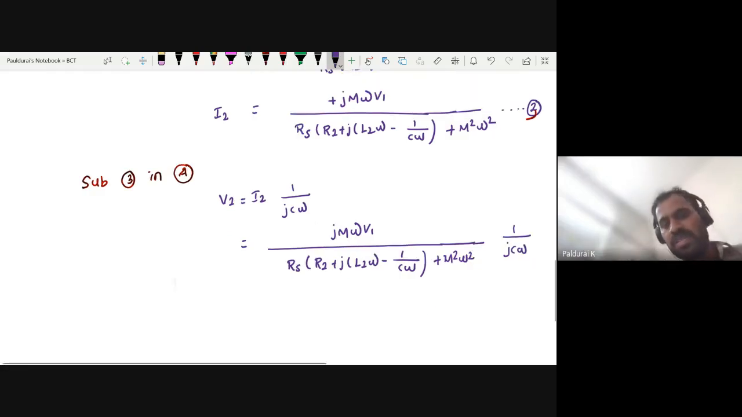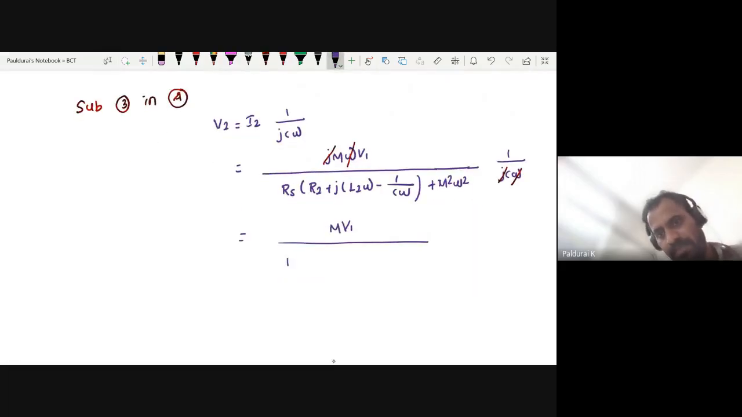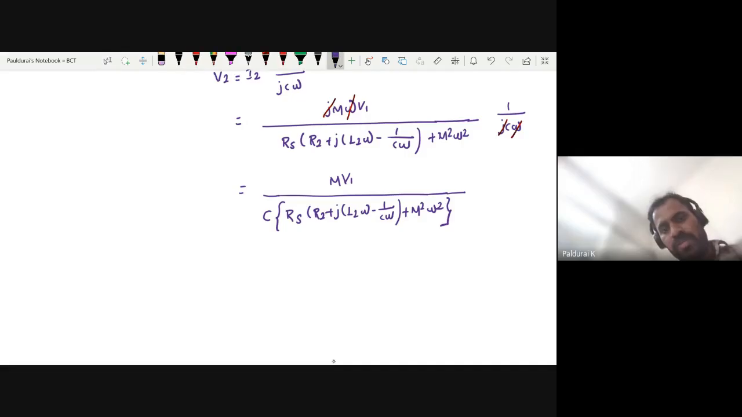Now what will happen? j cancels, omega cancels. So remaining I am having m times v1 divided by Rs times R2 plus j L2 omega minus 1 by c omega plus m squared omega squared. Here I am having this c, right? So multiply this whole thing by c. So this is my V2.